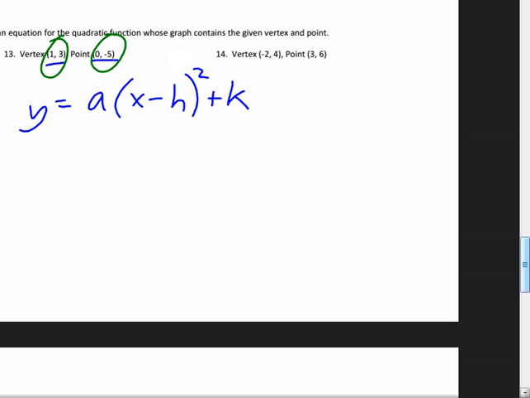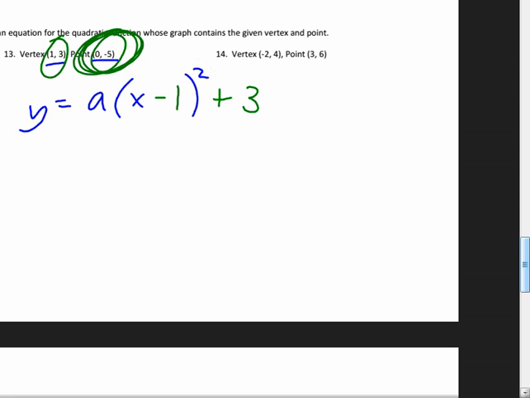Because if I just stick the vertex in right here, I know the vertex is 1, 3, so I can stick in this vertex. If the vertex is 1, then I want a minus 1 here, right? And then comma 3, I want a plus 3 here, right? Why isn't that good enough? Because we don't know the a. We don't know the stretch factor. So it's not quite that simple. And besides, they gave us this other point, which I never used, right? So that wouldn't be good enough.